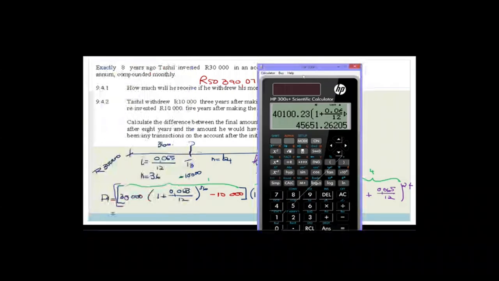So you can see that by pulling out the 10,000 rand, he loses about 5,000 rand in interest, which is quite big. Right, thank you, grade 11s.